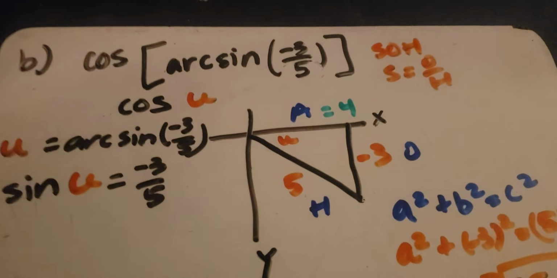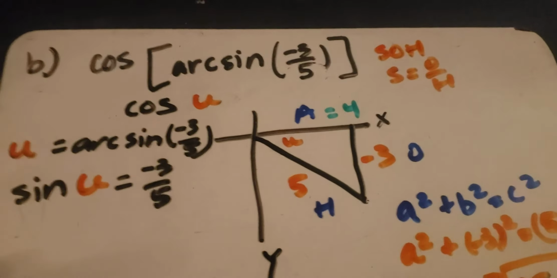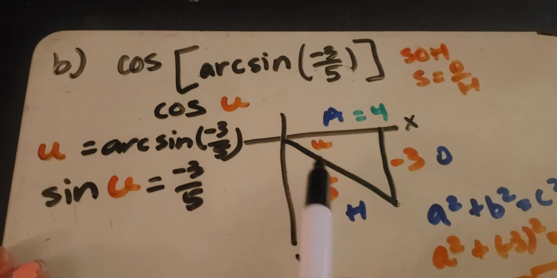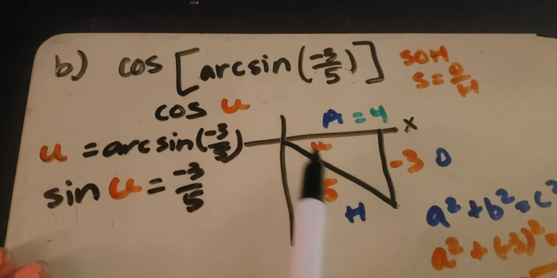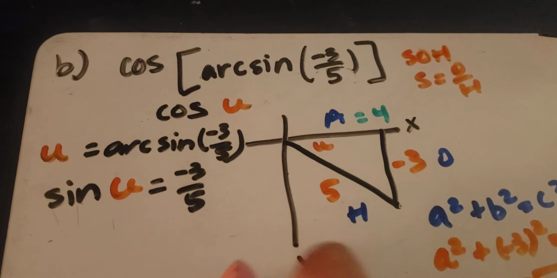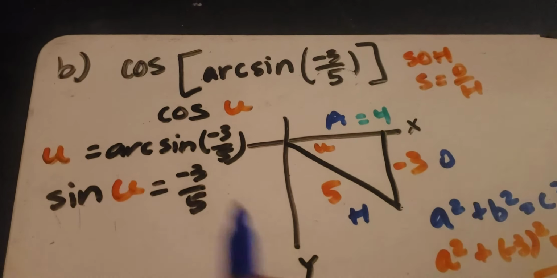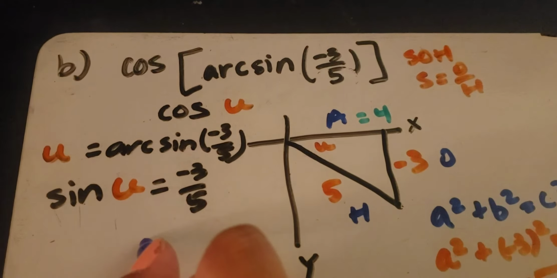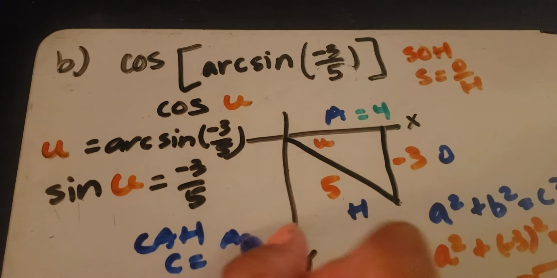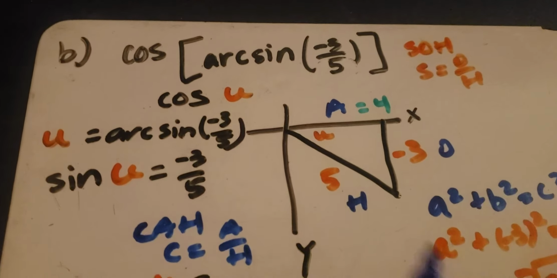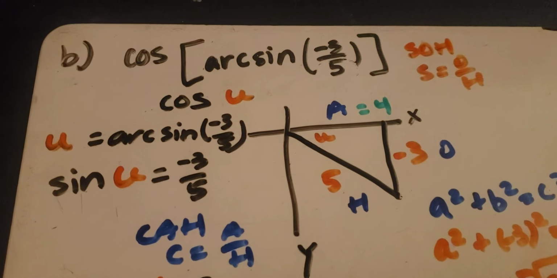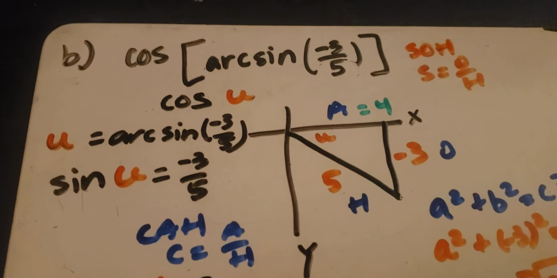So awesome. So now we're going back to the very beginning. Cosine of u. Remember, this is our u. This is our angle of reference. And again, just to remind you, cosine is CAH, which is basically adjacent over hypotenuse. So our adjacent would be 4 and our hypotenuse would be 5. So this is 4 over 5.